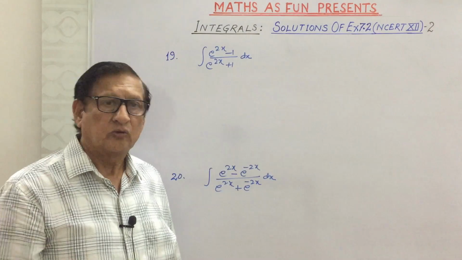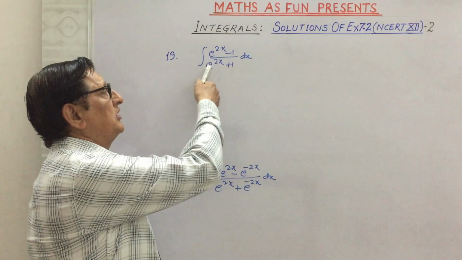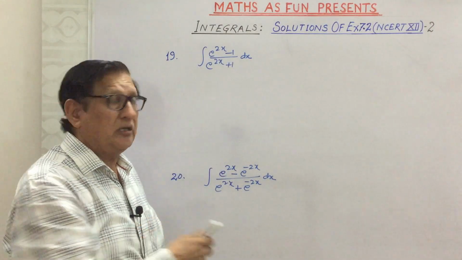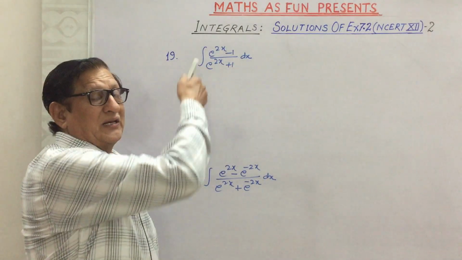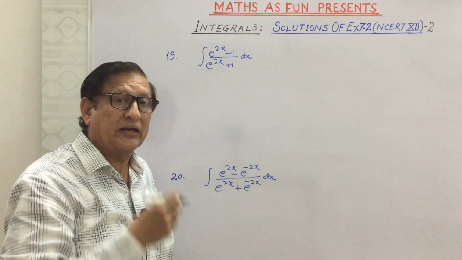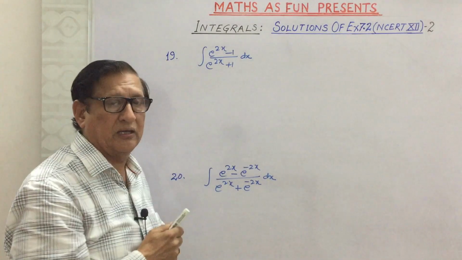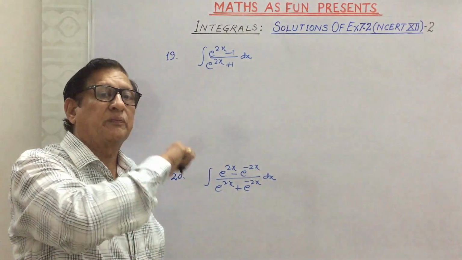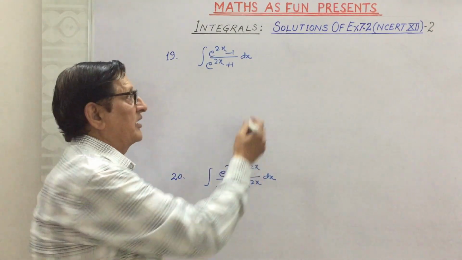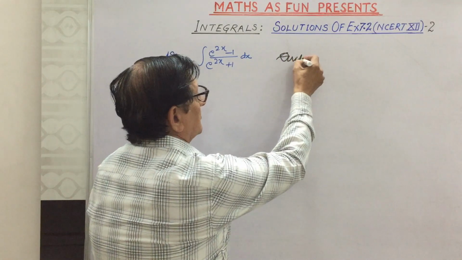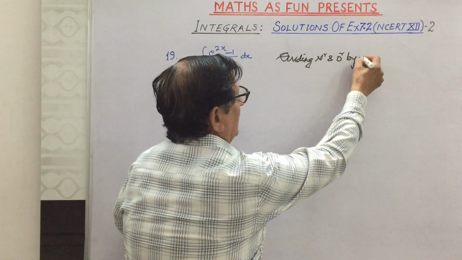Question number 19 here is integral of e power 2x minus 1 upon e power 2x plus 1. Here if we take this as t, the derivative of this will not be this, because minus 1 will not come. And hence we have to divide the numerator and denominator both by e to the power x, or we multiply both by e to the power minus x. So we write here dividing numerator and denominator by e to the power x.